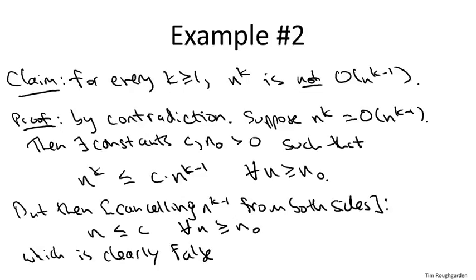So that provides the contradiction that shows that our original assumption that n to the k is big O of n to the k minus 1 is false, and that proves the claim. n to the k is not big O of n to the k minus 1 for every value of k. So different powers of polynomials do not collapse. They really are distinct with respect to big O notation.